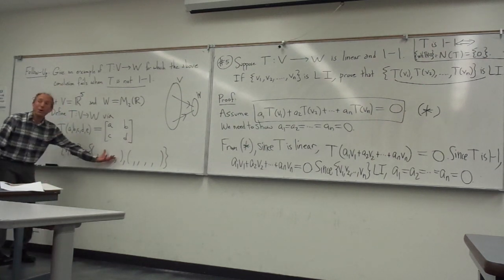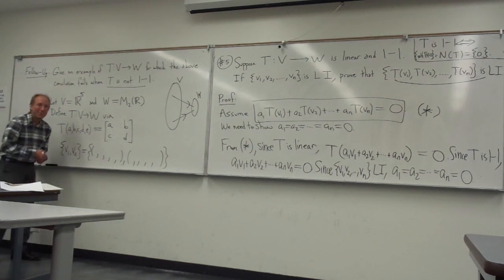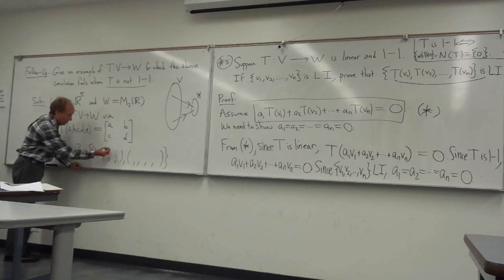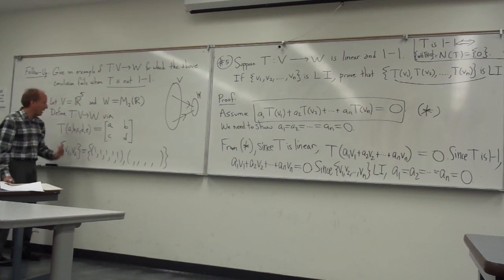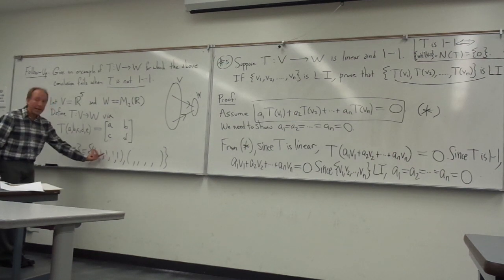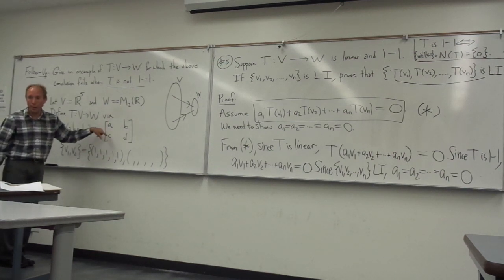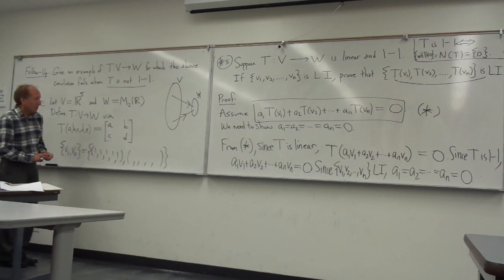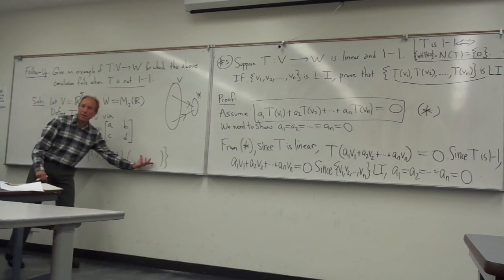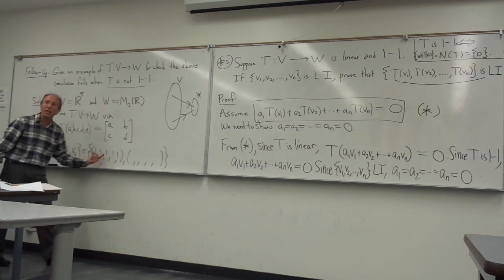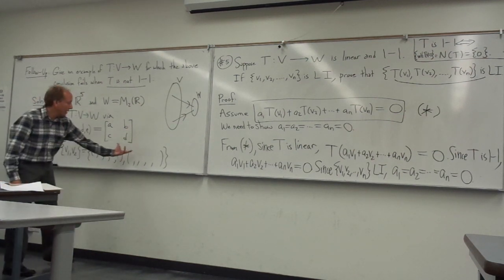Guys, give me any vector you want right here. Like that? Perfect, okay. Great, so T of that is going to be the matrix 1, 1, 1, 1. Okay, great. Somebody give me another vector over here. Just make sure it's not a multiple of this one because we need these two vectors to be LI. So somebody give me another answer over here.